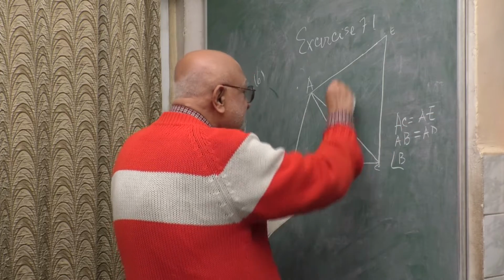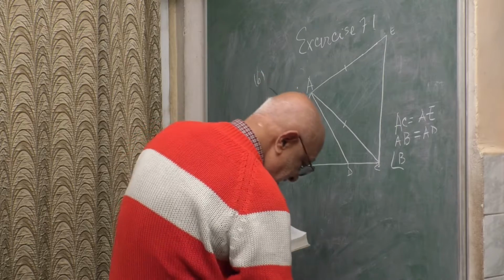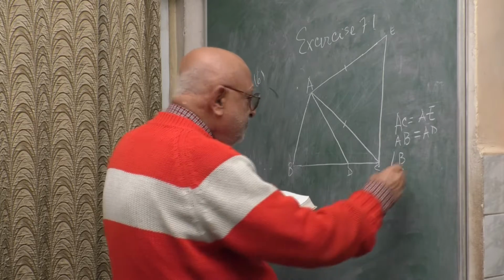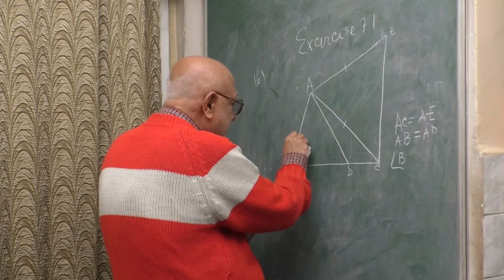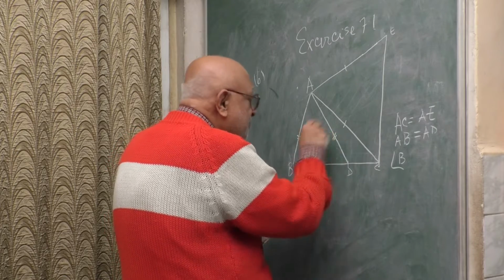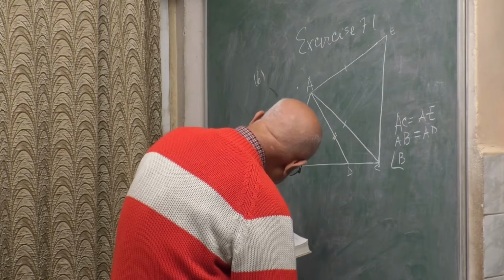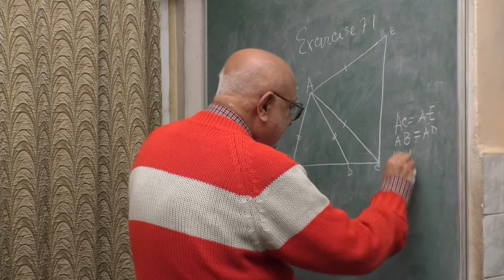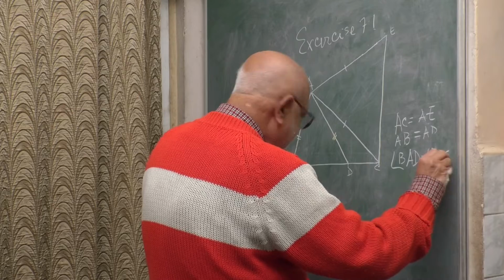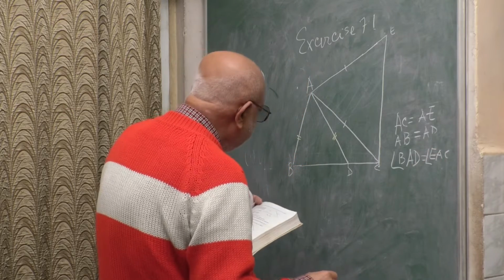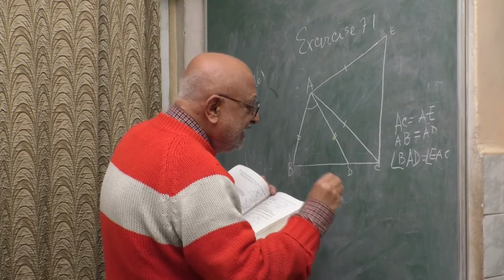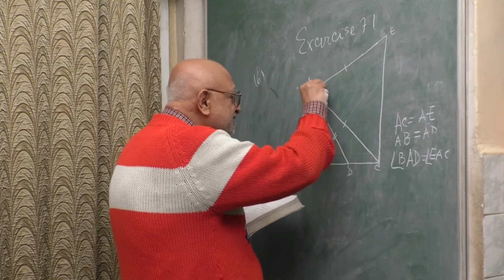So that means AC equal to AE, and it also says AB equal to AD. So this is where we came to AB equal to AD. I will put two lines in order to differentiate between these two. And it says angle BAD equal to angle EAC. BAD, what is BAD? Clearly this angle. And EAC, this angle. Now understand that.